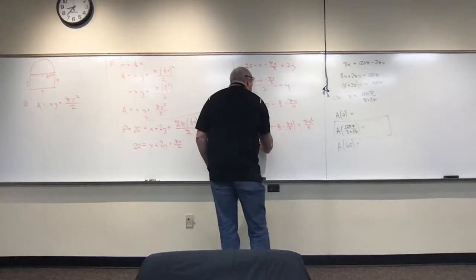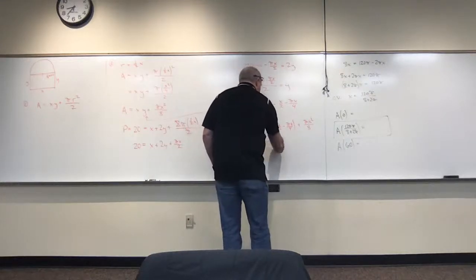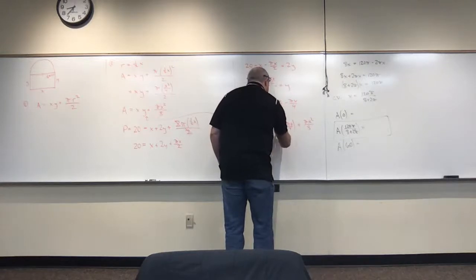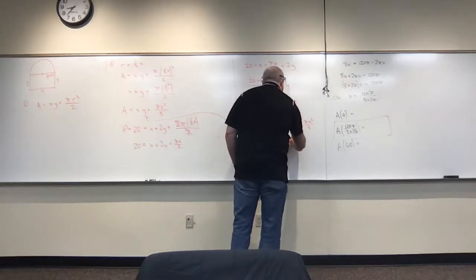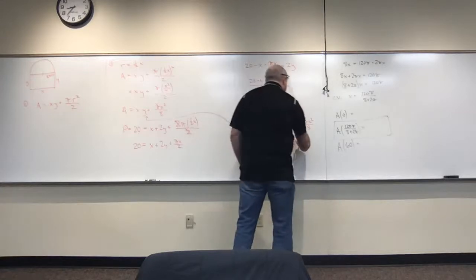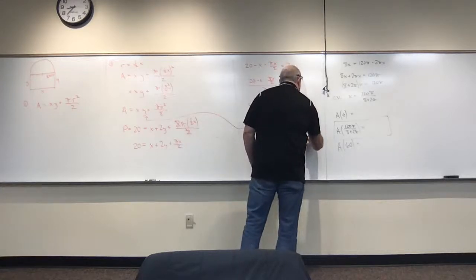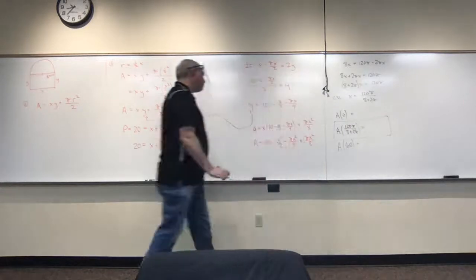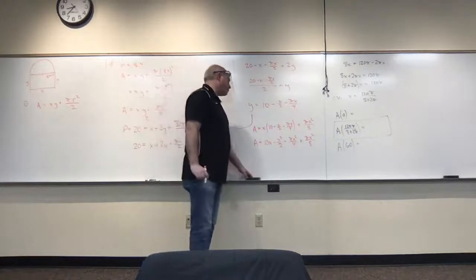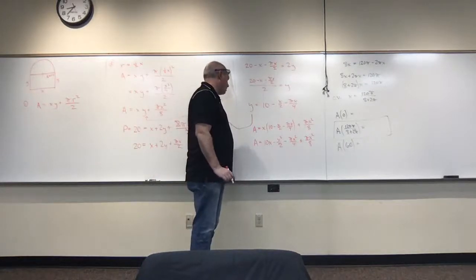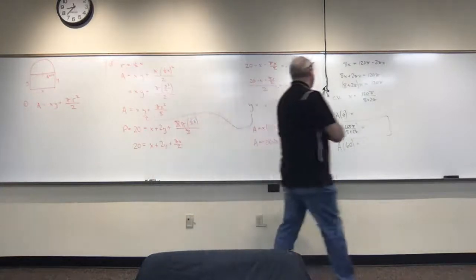We get area equals 10x minus x squared over 2 minus pi x squared over 4 plus pi x squared over 8. And notice that if I wanted to, I could factor out an x squared right there and get just a constant. Maybe I should.